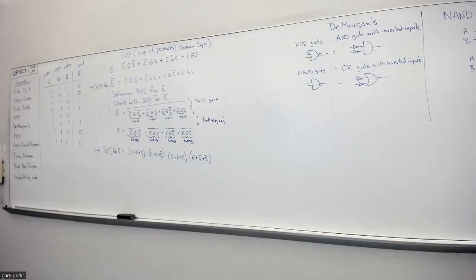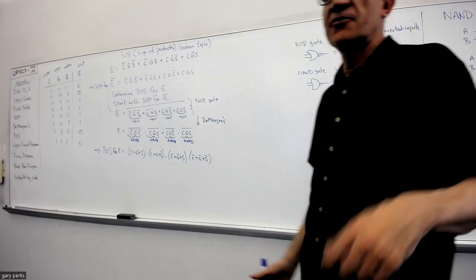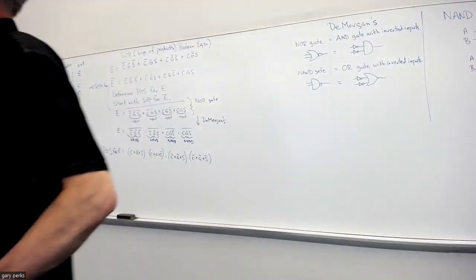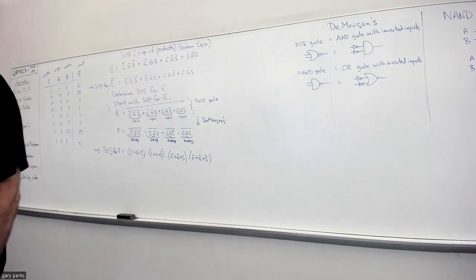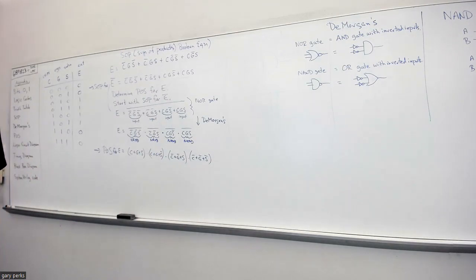Okay, so just by looking at a logic diagram, you can tell whether you have SOP or POS, right? SOP: multiple ANDs, one OR. POS: multiple ORs, one AND.